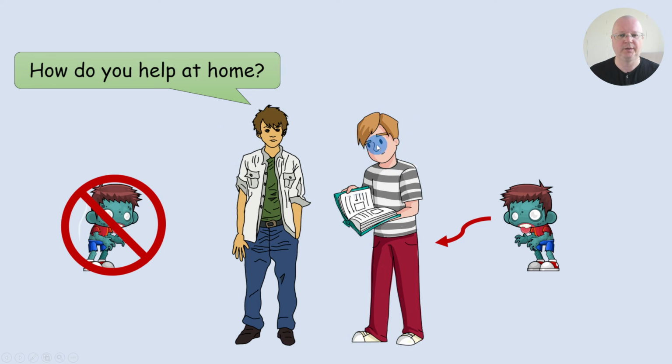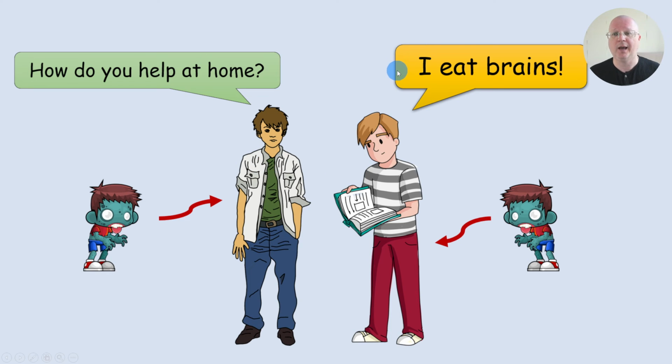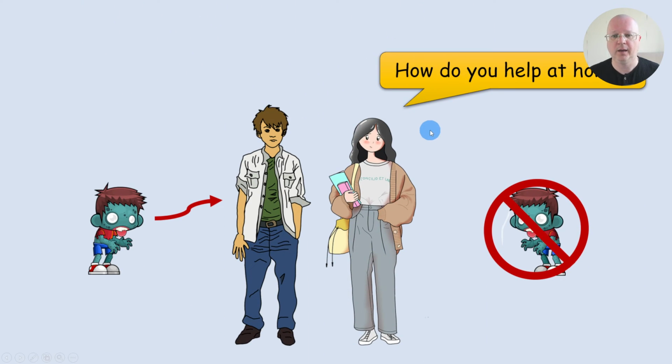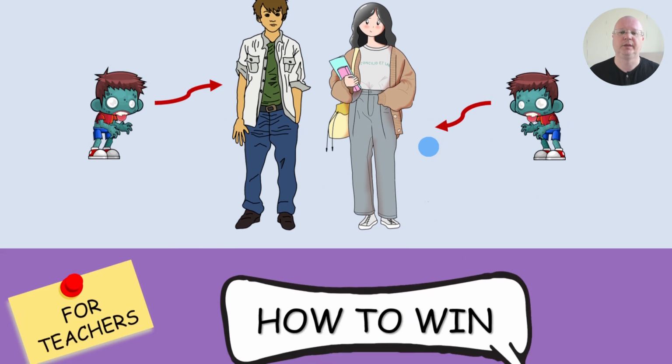Now, let's say a zombie, not a human. And let's say you are asking him a question, how do you help at home? And if you're a zombie, you must say, I eat brains. And then the student who asked the question becomes a zombie. So now he's a zombie and he's supposed to say I eat brains when he is asked a question. So here's an example. This classmate asks him a question: how do you help at home? So instead of saying what he does at home, he says I eat brains. And then she becomes a zombie.